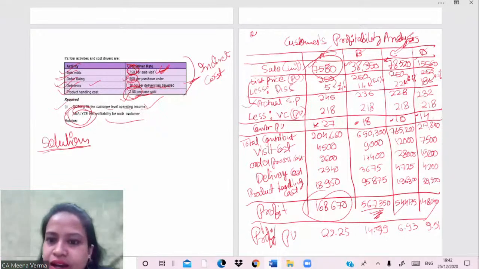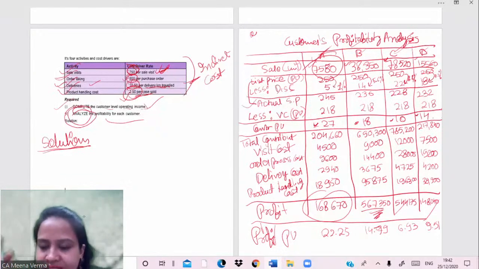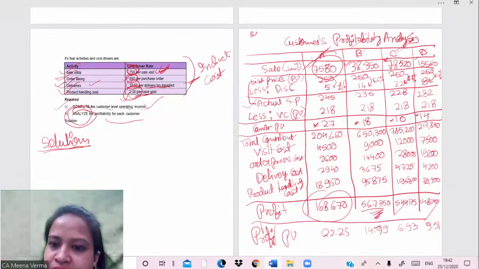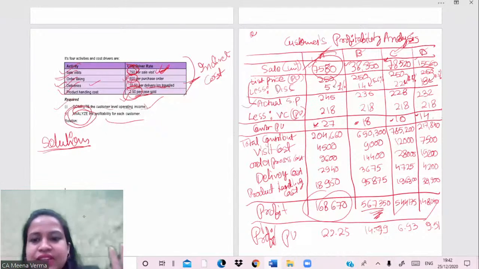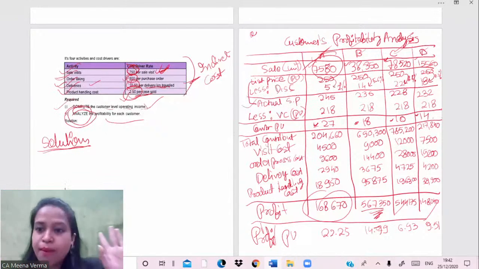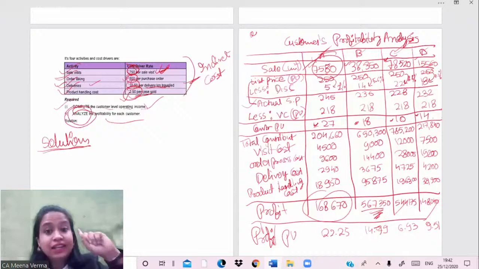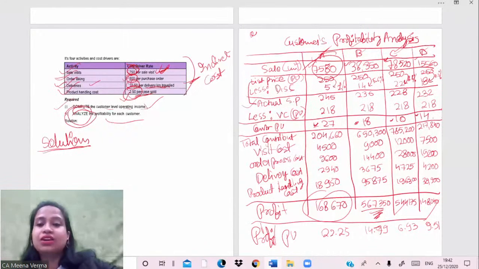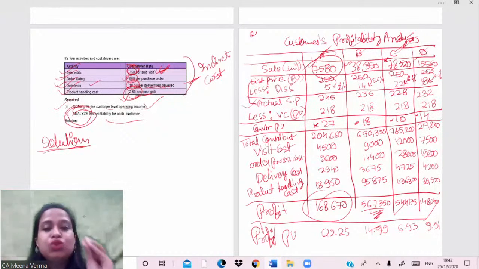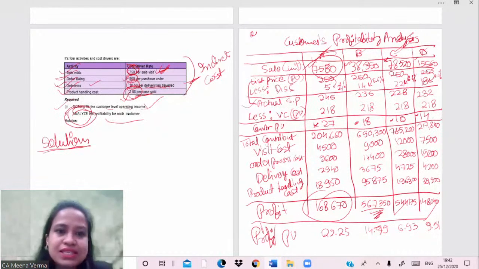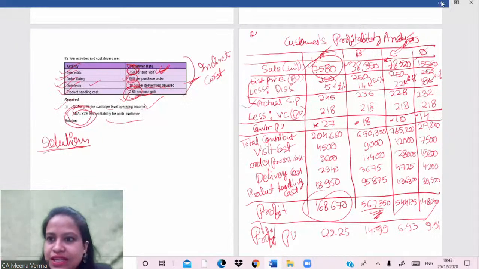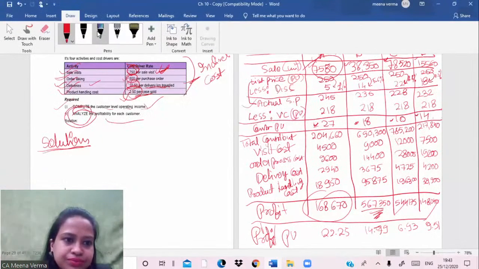Consider A, B, C, D, these four customers. See the number of units which you are selling to them. To A, you are just selling 7,580 units. But to B, you are selling 38,000 units. To C, you are selling 78,000 units. So the maximum units you are selling to Mr. C.